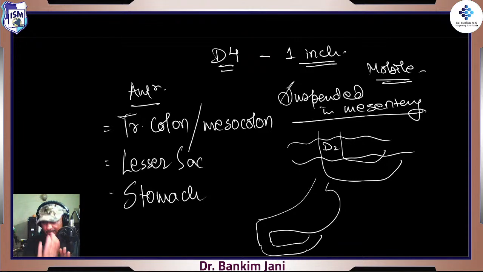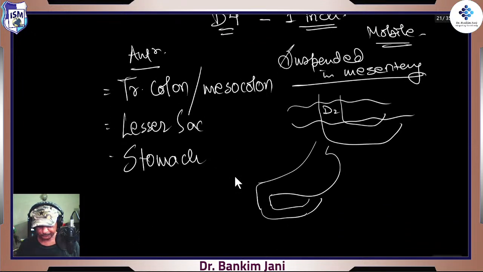D1 is more anterior as compared to D4, right? So that's the important thing. And when we tilt the patient, we really see the entire C loop of duodenum. Okay.